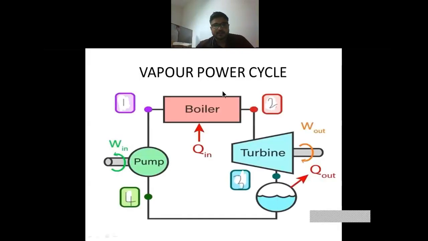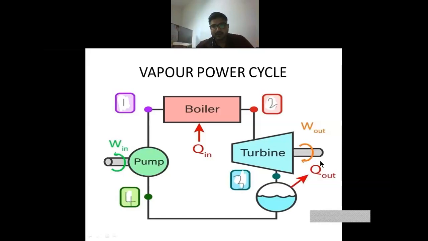So we will try to understand first this vapor power cycle. It is applied in thermal power plants. Vapor power cycle is generally useful in thermal power plants, where the basic role is to generate power. Clear? Whatever electricity we are getting is generally from power plants. It may be from a thermal power plant. So it is applicable to the thermal power plant.